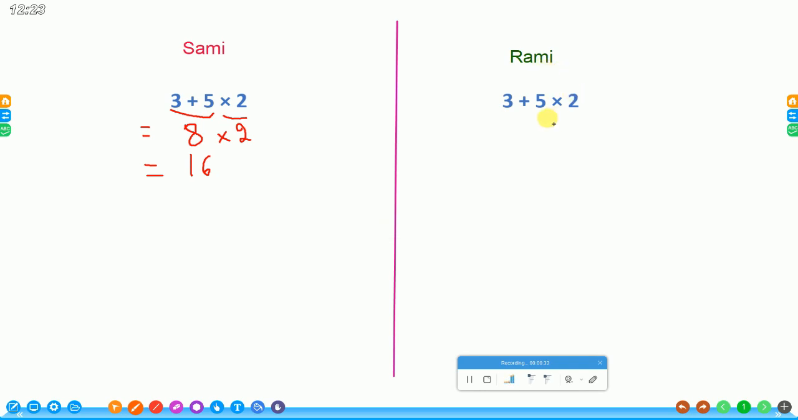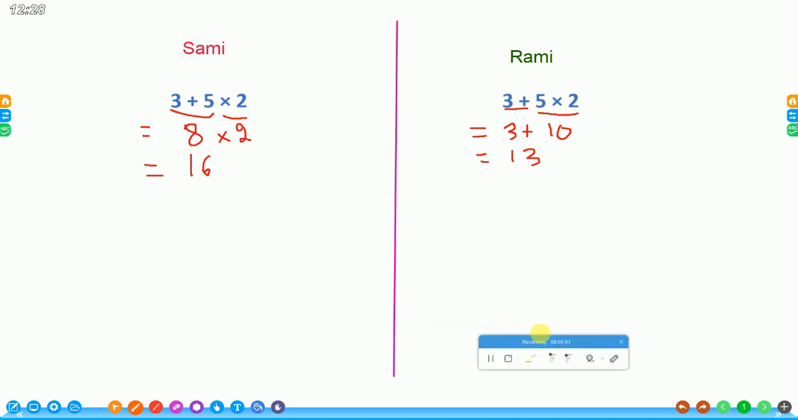Now Rami likes multiplication more, so he is going to calculate first the multiplication operation. 5 times 2 equals 10, and the 3 plus we copy it by respecting the same order of appearance as it's written in the operation. 3 plus 10 equals 13. If you notice, Sami and Rami both have different answers, but only one of them had the correct answer.